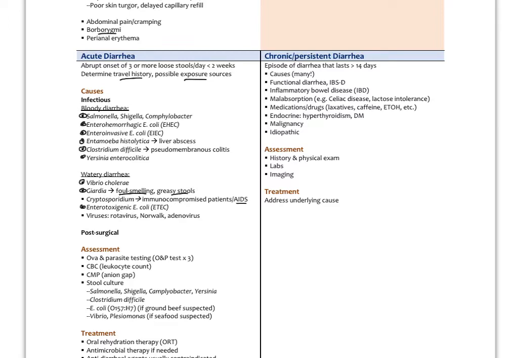Enterotoxigenic E. coli, and then different viruses. Rotavirus, very common with travelers. Same with Norwalk virus, and then even the cold viruses. See this one a lot. People after airplane travel might get watery diarrhea, and that's typically a rotavirus. Can also be acute diarrhea post-surgical. So those are the typical causes of acute diarrhea.